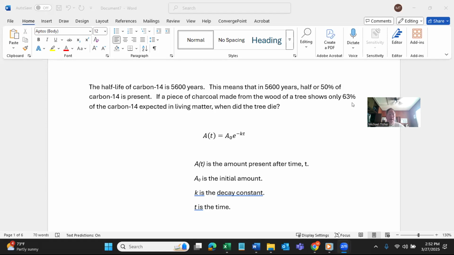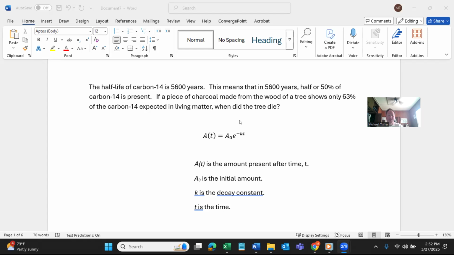Okay, so in 5,600 years, only half or 50% of the carbon-14 will be present. So here, it says 63% is present, and so it has not reached its half-life yet. So that means the answer should be less than 5,600 years.